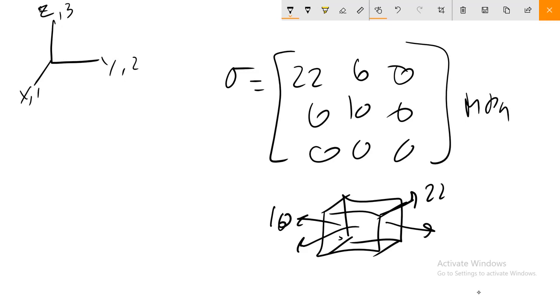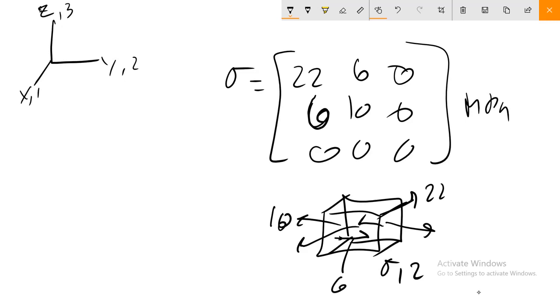So the normal piece is going to be our 6 right here. And then I'm going to have some shear at this point right here, here, and there. So that'll give me my sigma 1, 2 direction, and that's going to be equal to 6 in this location.